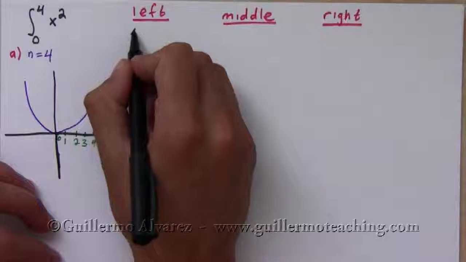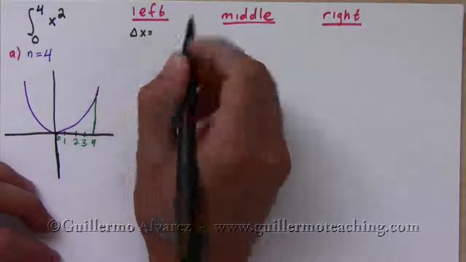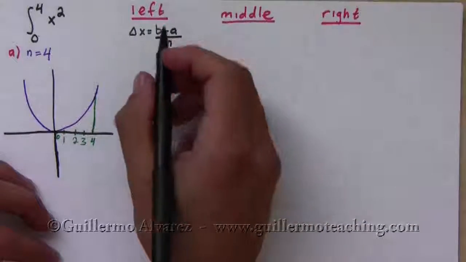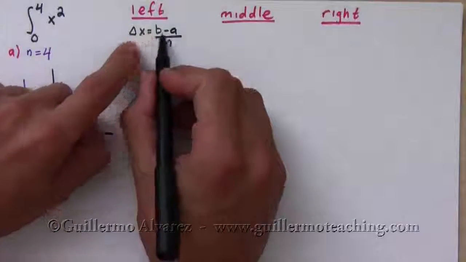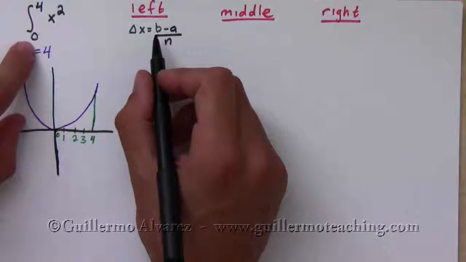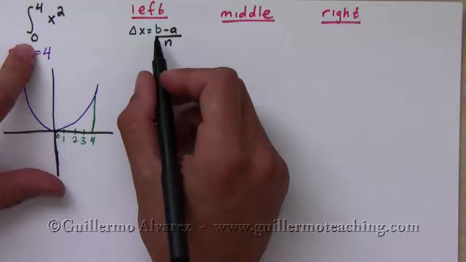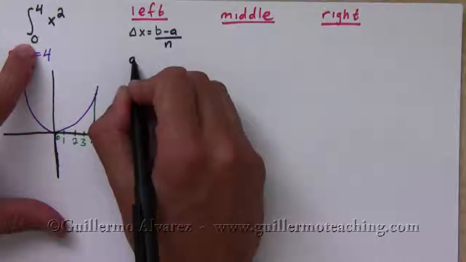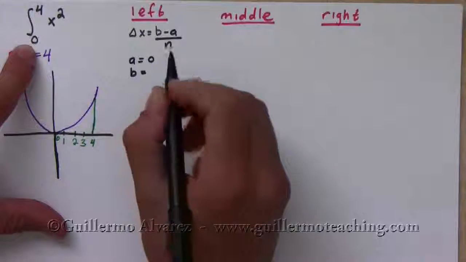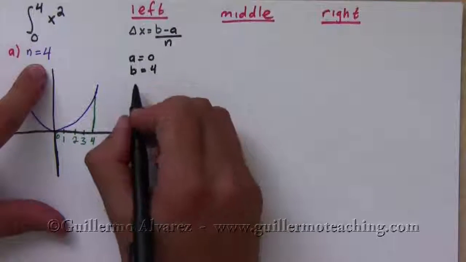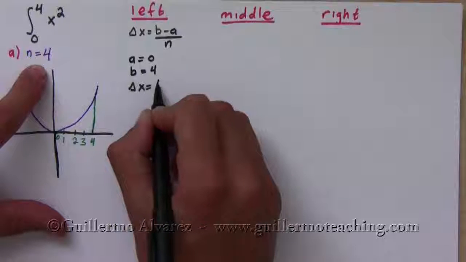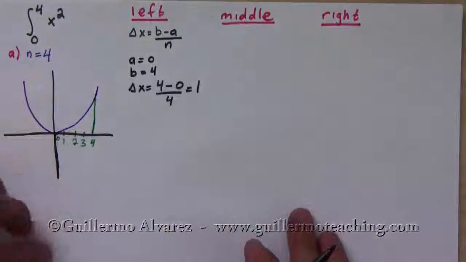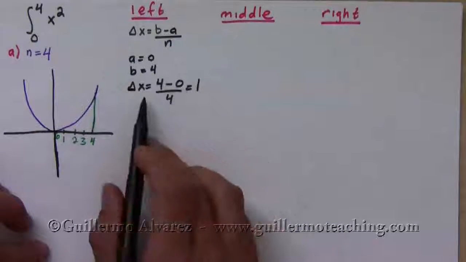We know that delta x is equal to b minus a over n. And remember that a and b represent the endpoints of your integral. So a here is going to be 0, b is going to equal 4, and we already know n is equal to 4. So that means delta x is equal to 4 minus 0 over 4, which is 1. Okay, and then delta x, remember, tells me the width of my rectangle.